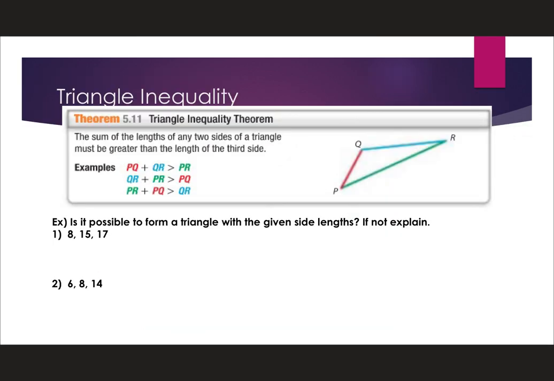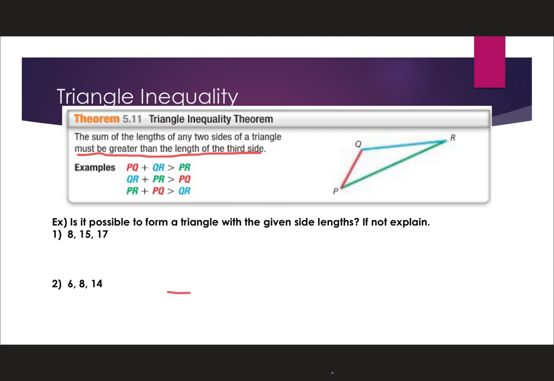Now the other one we got is the triangle inequality theorem. This one is referring to almost how you create a triangle. We talked about the angles of a triangle, now we have to talk about the sides of a triangle. So the sum of the lengths of any two sides of a triangle must be greater than the length of the third side. And we can illustrate this.